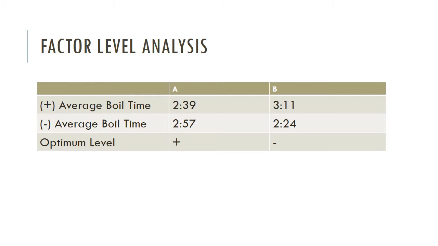Again, what we're looking for is the lowest numbers. For factor A, the lid on produces the lowest boiling time, and for factor B, a quarter full produces the lowest boiling time. So our optimum level is a plus for factor A and a minus for factor B.